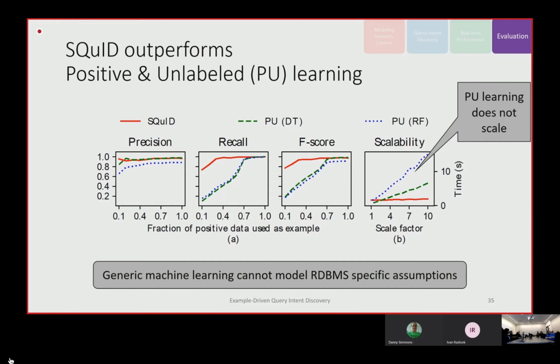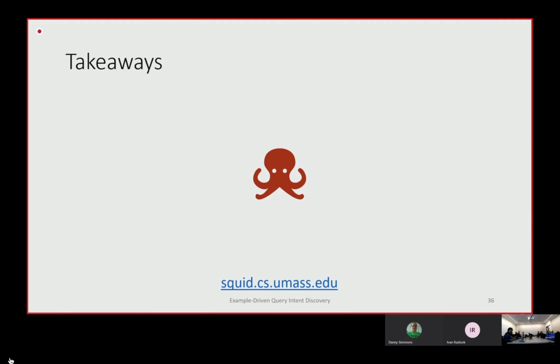Moreover, these systems do not scale as the data size keeps growing. This is due to the fact that these generic machine learning approaches cannot model relational database management system specific assumptions, like a query being the mechanism that is generating the data. So that concludes my talk.